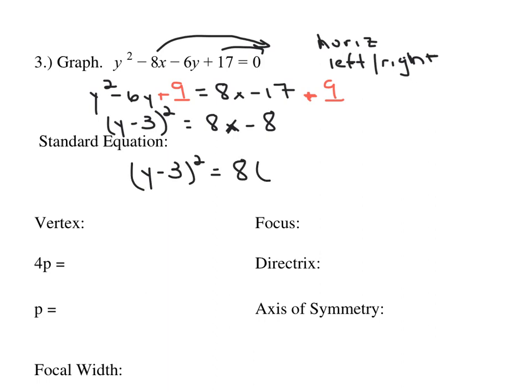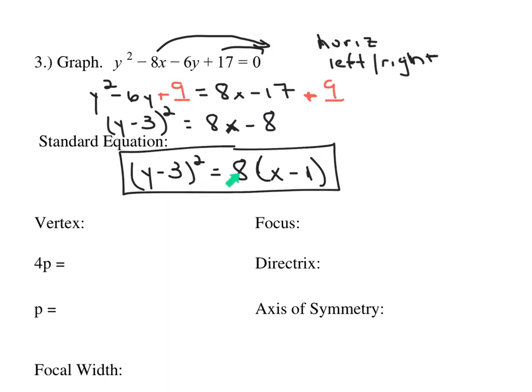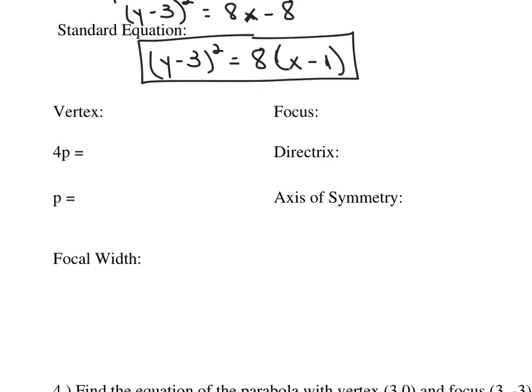Which is really good because that now gives us that all-important 4p, which is needed for a lot of things. So first off the bat, before I do anything, that 8 will tell you left or right. Since it's positive, it's going to open to the right. The 8 also tells us what 4p is, and it also tells us the focal width.